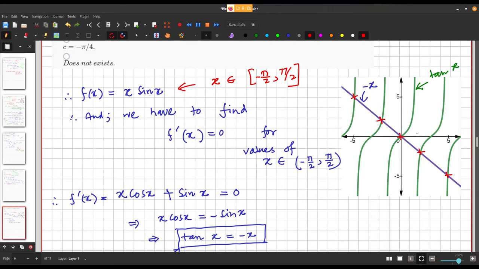So what's that region? We know that at pi by 2 tan x blows up. So this is our x equal to pi by 2 point, and this is our x equal to minus pi by 2 point. So this is the region where our function is defined, and in between this region we have to find one point where tan x and minus x, these two curves are intersecting, and we have one point at x equal to 0 here. So let me mark it with a different color.